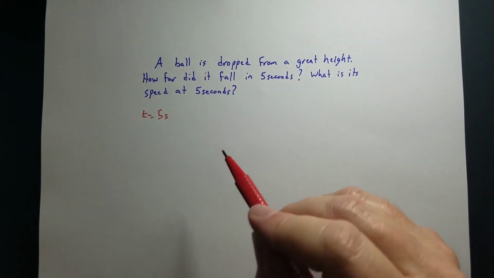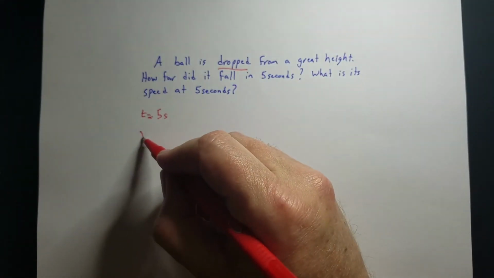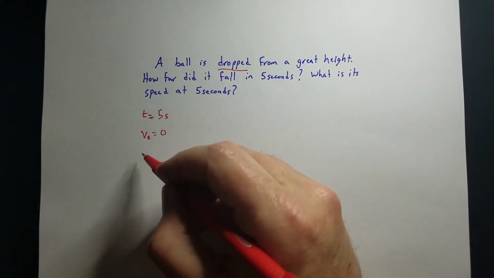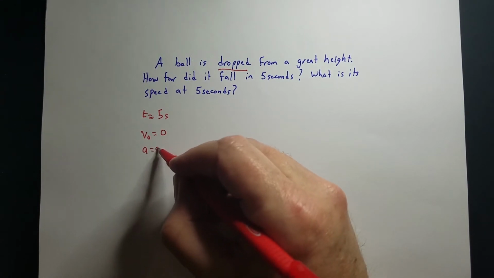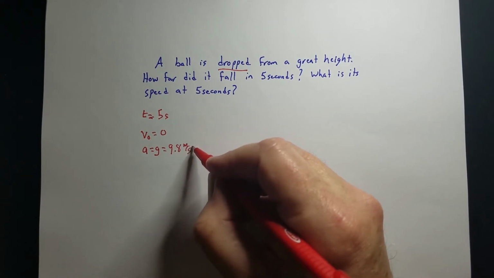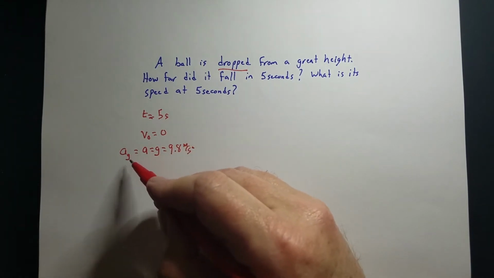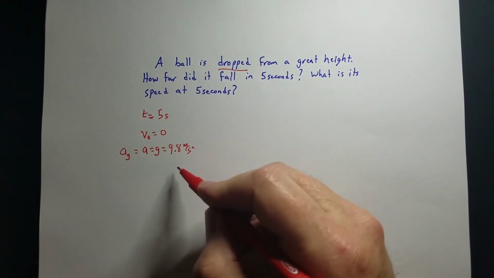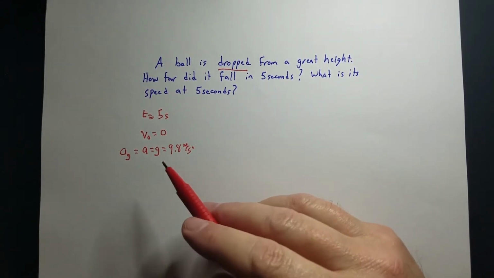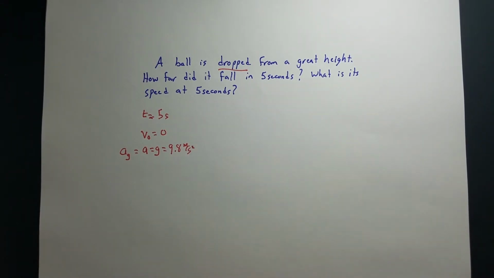But we know a couple of things. We know that it's dropped. Anytime you see that it's dropped, we know the original velocity is 0. And since it's falling, we automatically know that the acceleration is the acceleration due to gravity, and that's 9.8 meters per second squared. And I've also seen this written as a with a little g for acceleration due to gravity. But no matter how you write it, it's still 9.8 meters per second squared. Although sometimes we round it off to 10 meters per second squared to make the math a little bit easier, but I like to keep it at 9.8.